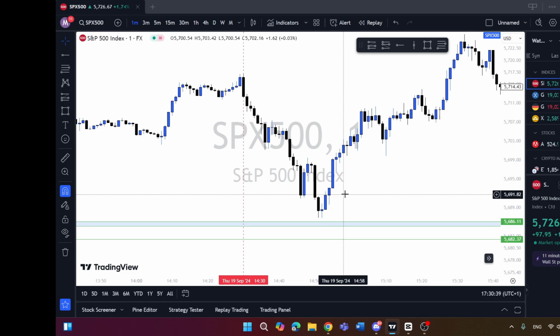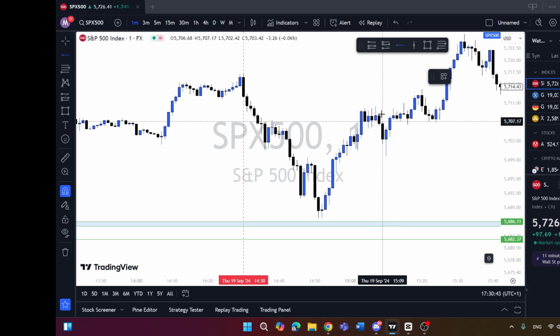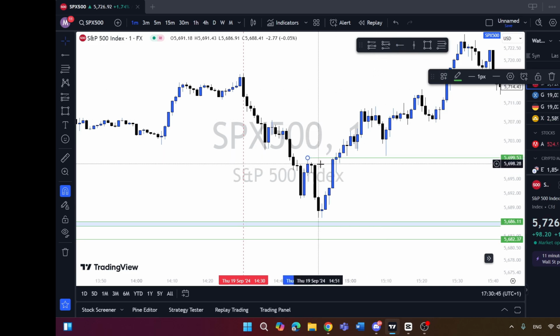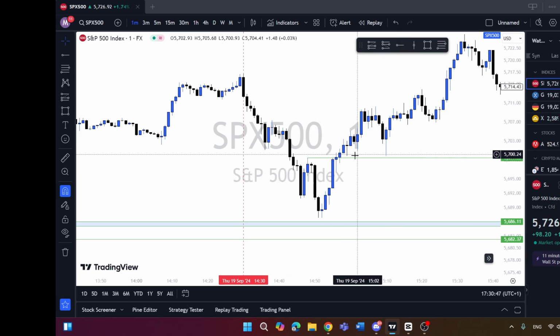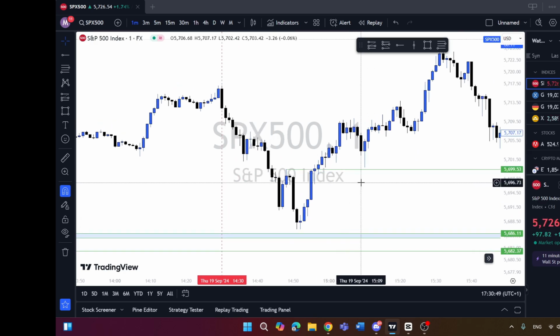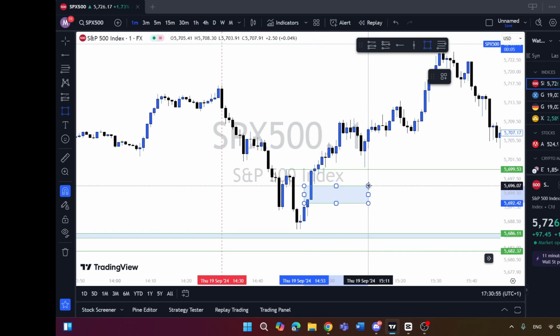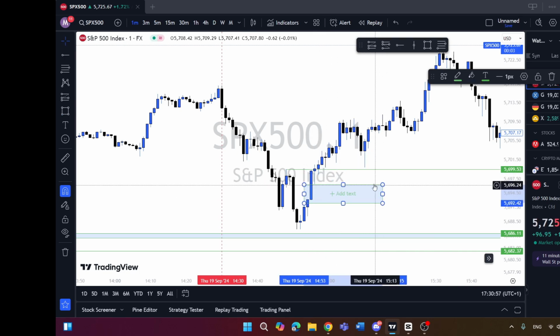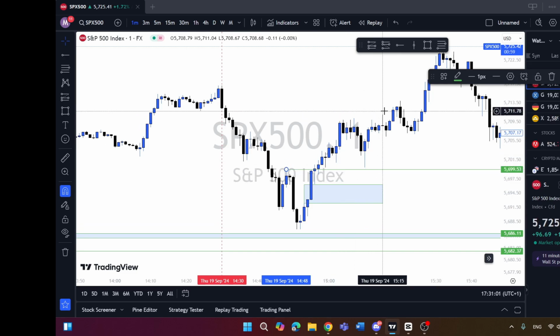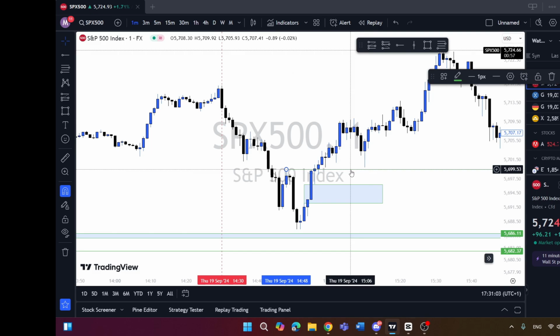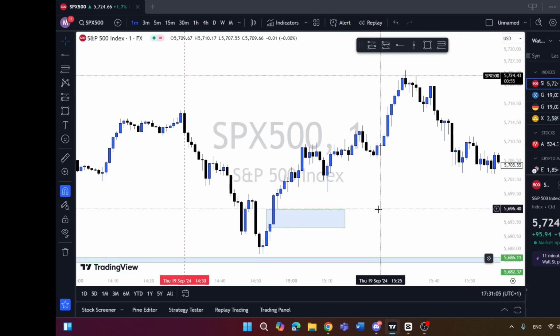So my next step was to look for a break of structure. So there was a break of structure right here. So the market broke structure here, and as soon as it broke structure, I marked out the fair value gaps. So there was one here which I was interested in if the price was to come back down.